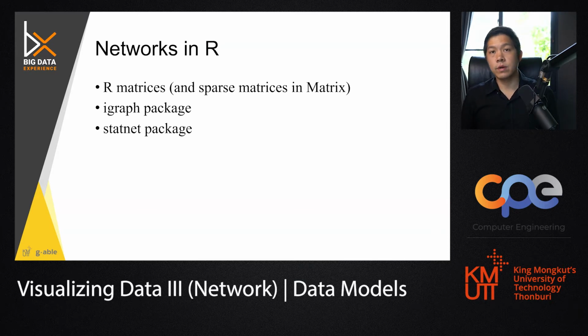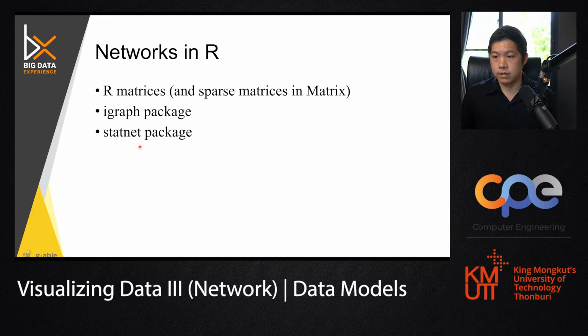So in order to do the network analysis in R, you need to install at least these two packages. The first one is the library called iGraph. The second one is StatNet. The first one is used for graph representation, so that you can create a graph from, say, matrices or from the adjacency list representation, the tabular representation like that. And the second one, StatNet, you can use to perform analysis of the data that you have.